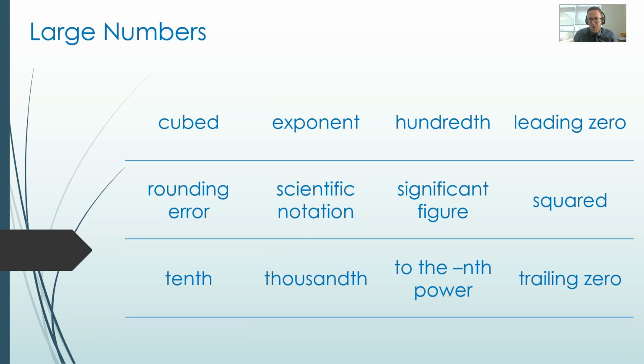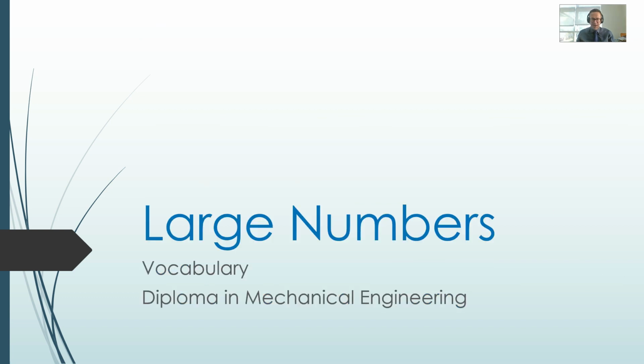Okay, so let's look at all the words together. Cubed, exponent, hundredth, leading zero, rounding error, scientific notation, significant figure, squared, tenth, thousandth, to the nth power, trailing zero. Okay, thank you very much.